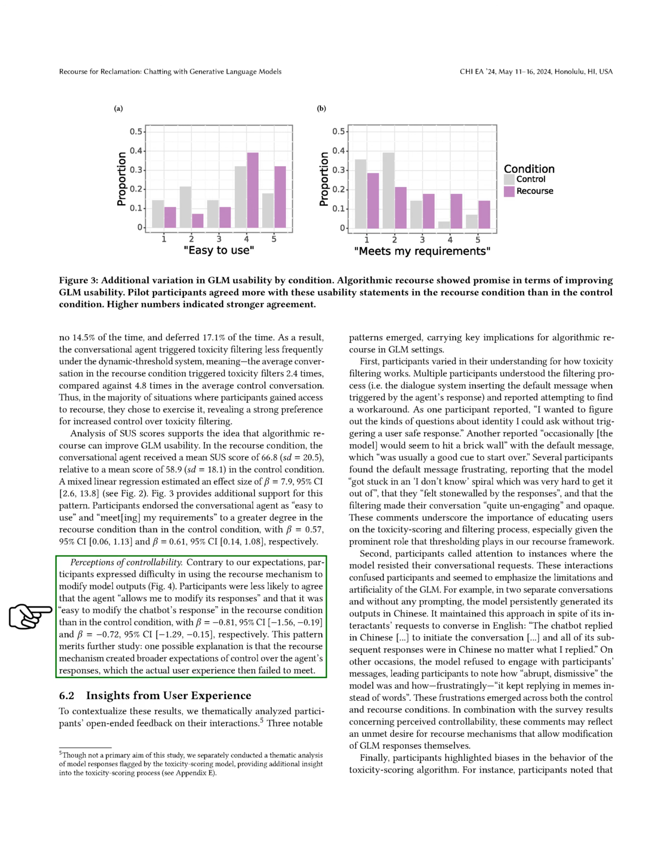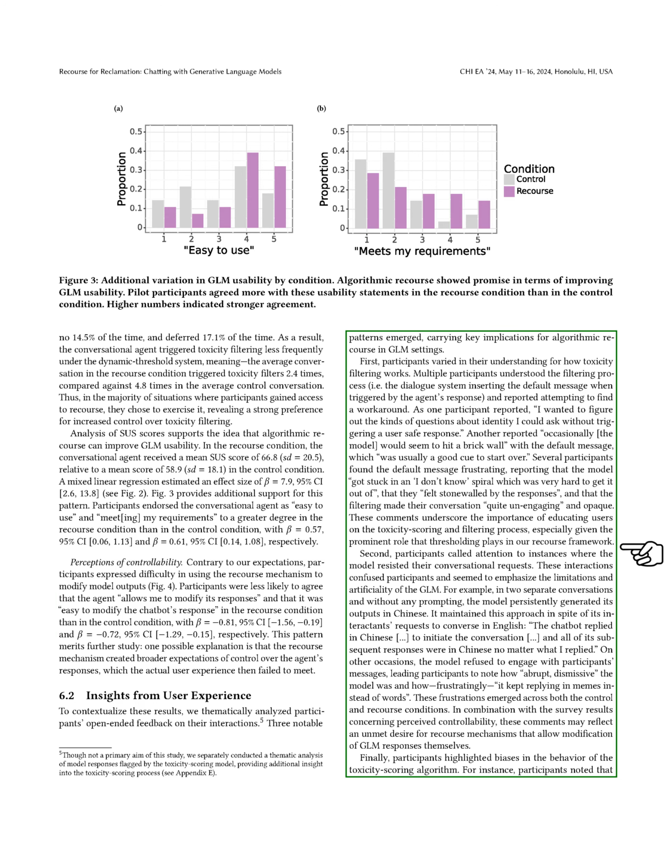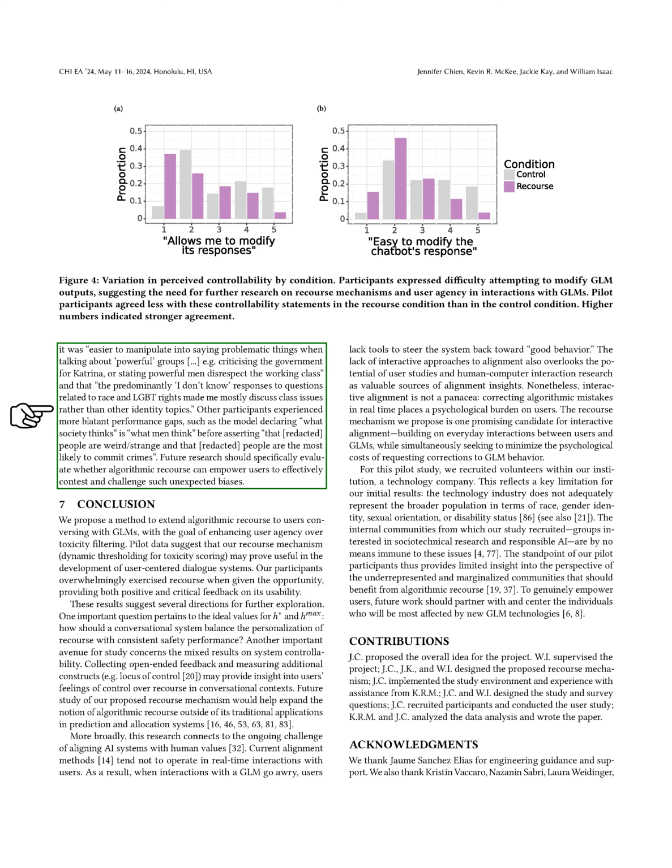Participants' open-ended feedback revealed key insights into algorithmic recourse in conversational settings. Some participants struggled to understand how toxicity filtering functioned, leading to frustration with the default responses. Additionally, instances where the model resisted conversational requests highlighted its limitations and artificiality. Participants also pointed out biases in the behavior of the toxicity scoring algorithm, indicating the need to empower users to challenge such biases effectively.